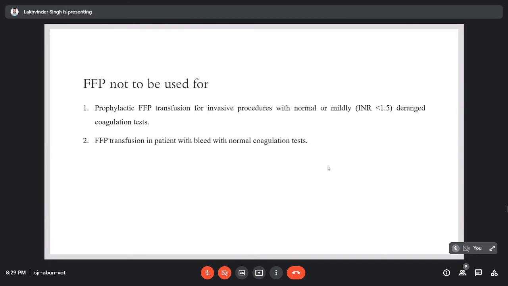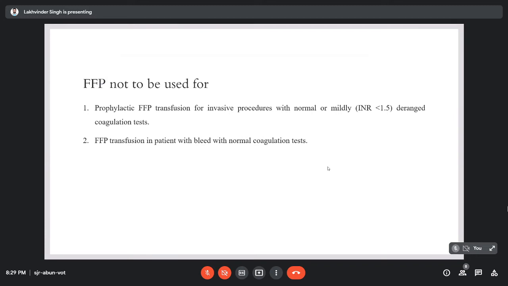And second is prophylactic FFP transfusion for a patient for an invasive procedure with normal or mildly deranged coagulation tests. Normal INR is around 1.0. So if it is less than 1.5, FFP is not going to help because the INR of FFP is 1.5 to 1.6. If a patient has an INR of 1.3 and FFP has an INR of 1.6, then transfusing FFP is not going to help the patient.